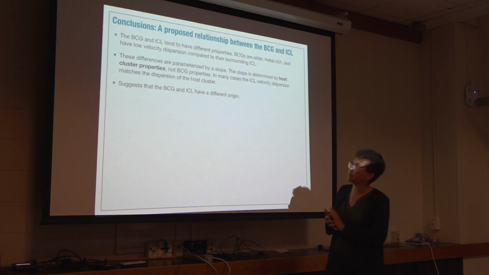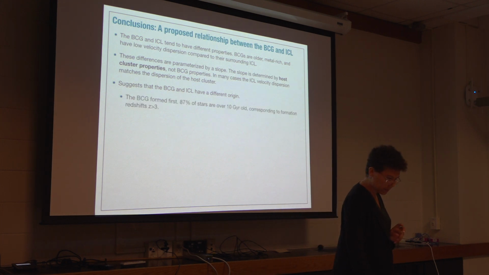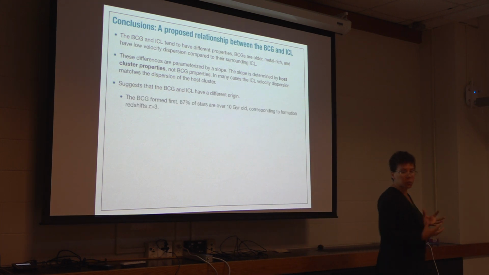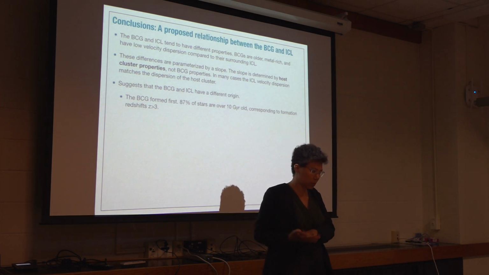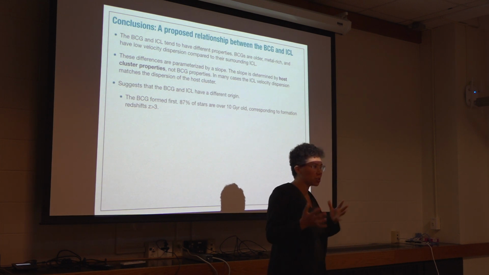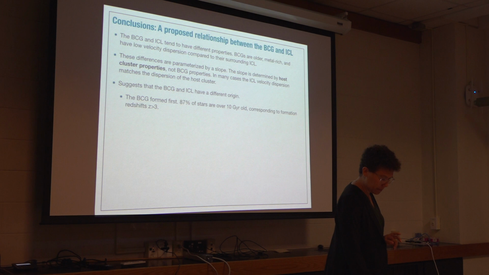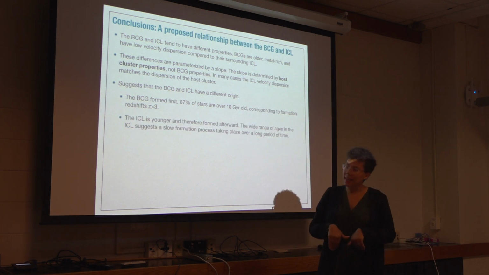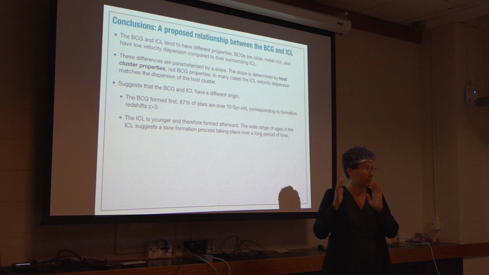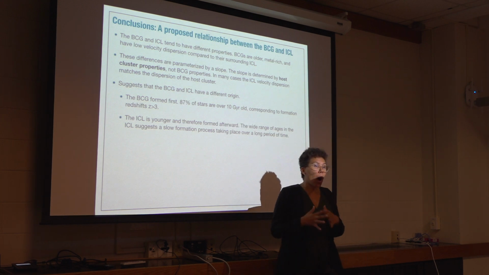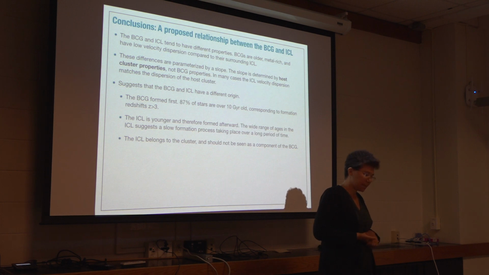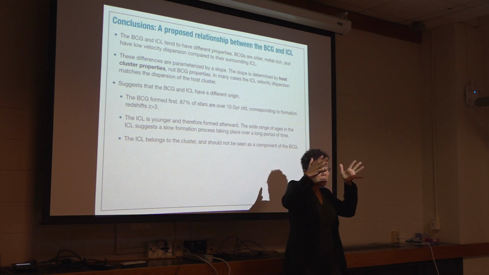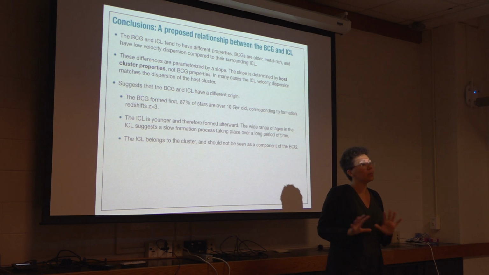So this suggests that the BCG and the ICL have different origins. The BCG formed first. When we look in detail, we find that 87% of the stars are over 10 billion years old, corresponding to a formation redshift of about z greater than 3. The intercluster light is younger, therefore the stars formed after the BCG stars, and the wide range of ages in the ICL suggests a slow formation process taking place over a long period of time. The intercluster light belongs to the cluster and should not be seen as a component of the BCG.